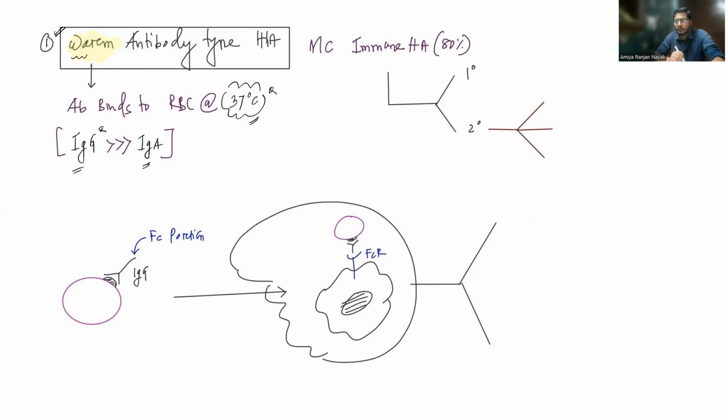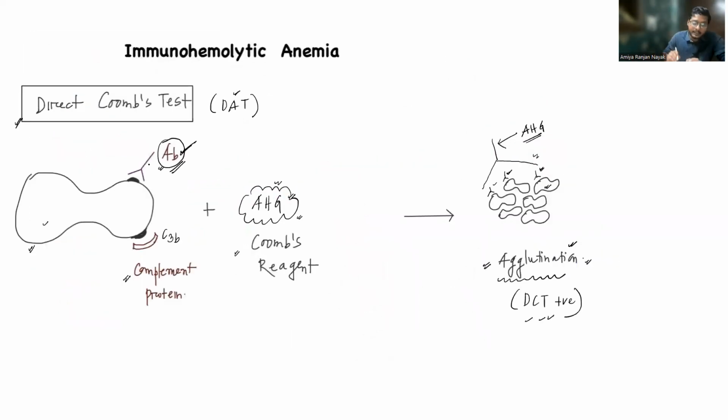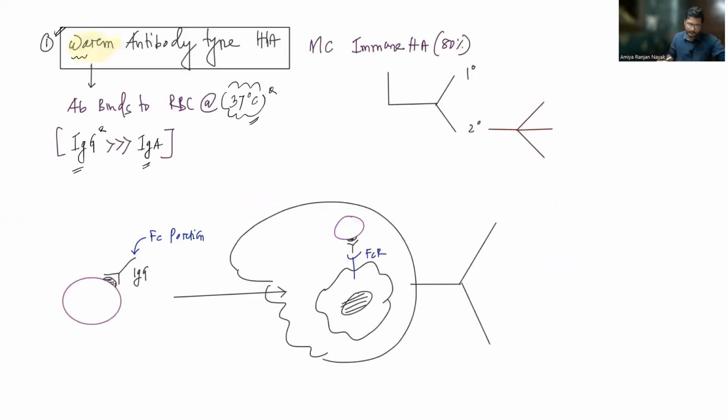One more point I forgot to tell. In direct Coombs test, apart from antibodies, you can also identify the complement proteins, especially C3b. This is also important. In direct Coombs test, you can identify the antibodies which are bound to RBCs, and also some of the complement proteins like C3b, which is attached to the RBC surface.